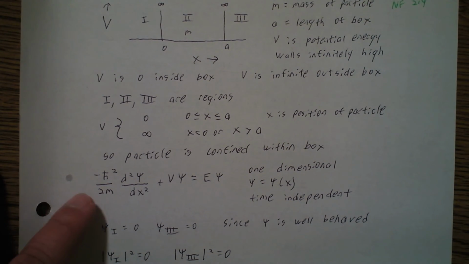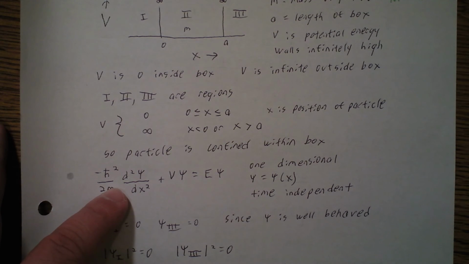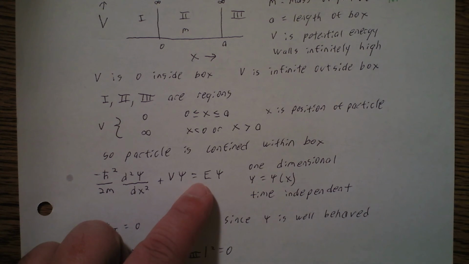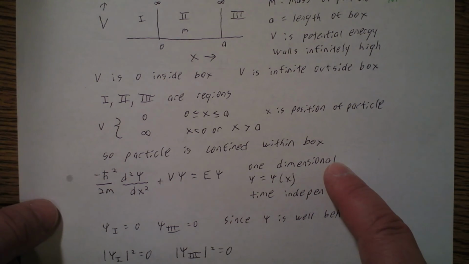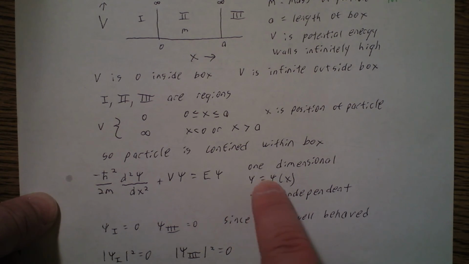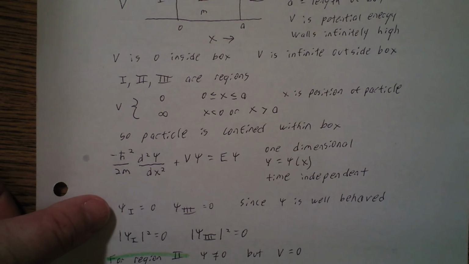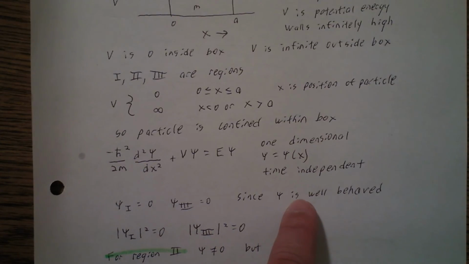Now here's a formula. We're going to write minus h bar squared divided by 2m times the second derivative of psi with respect to x, plus the potential energy times psi, equals E times psi. This is only if you're thinking in one dimension here. And remember, psi is a function of x, so we write psi of x only. This is time independent because psi is not dependent on time, just x. So we define psi in region 1 is equal to 0. Psi in region 3 is equal to 0, since psi, we say, is well behaved.